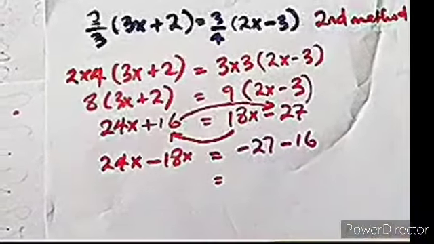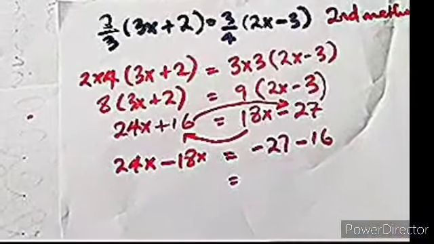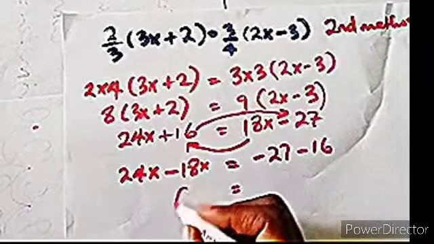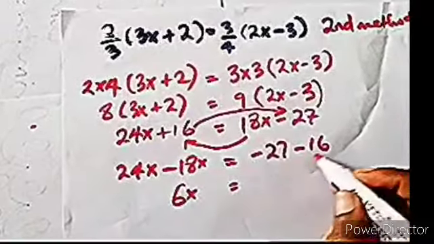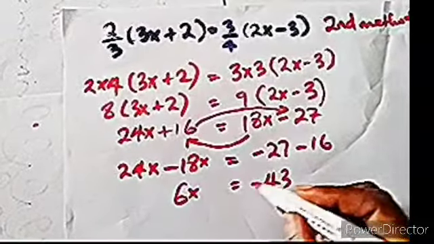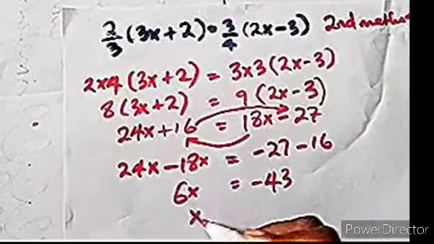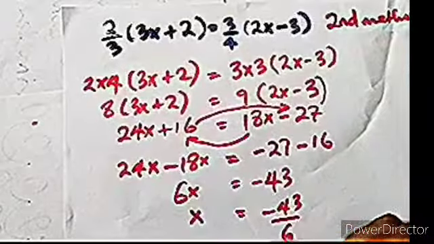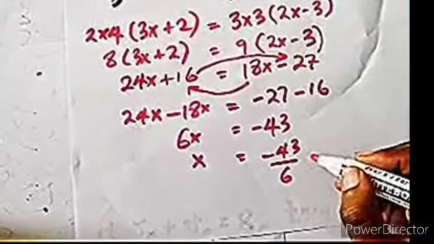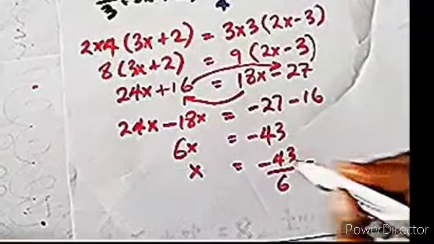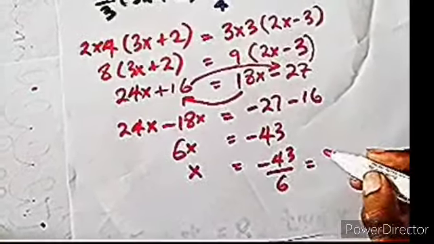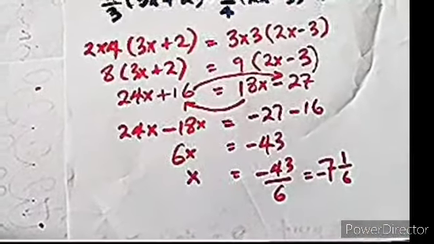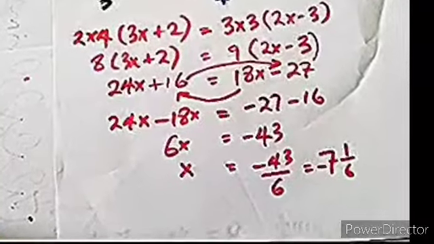So 24x minus 18x will give us 6x, while this is minus 43. If we divide both sides by 6, we have x is equal to minus 43 all over 6. If we divide 6 into 43, it comes out minus 7, remainder 1 over 6. So this is another method of solving that problem.